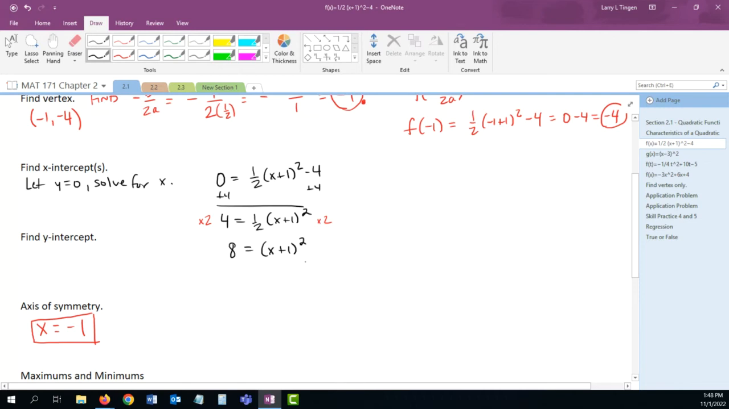All right. And now I have my squared term on the right. I have a number on the left. I want that square to go away. So what do I do? Come up here and do it.